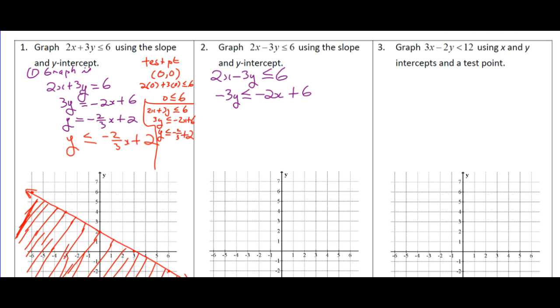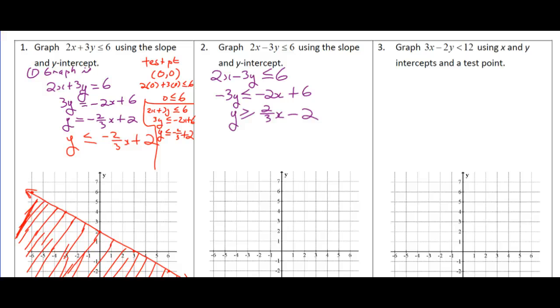Now what's going to happen when I divide by negative 3? We have to reverse the inequality. So it becomes y, and this changes to greater than or equal to 2/3 x minus 2. We're still dividing by the negative, so negative divided by negative is positive, and positive divided by negative is negative. So we've got y is greater than or equal to.